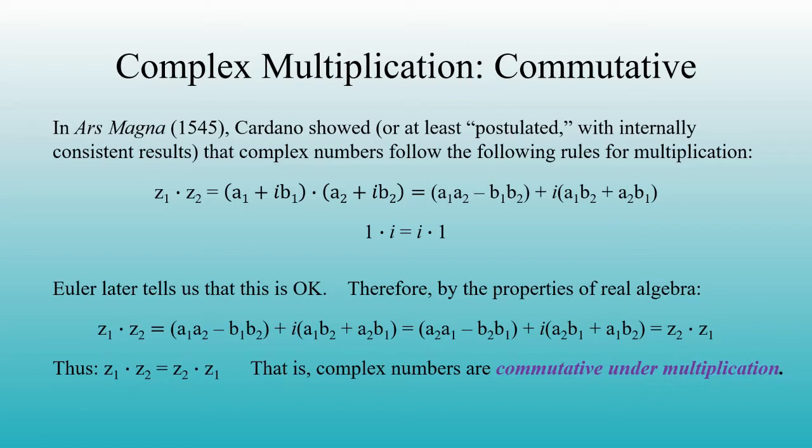This was not really a proof, it was more just a guess, but Euler, using his definition of z equals a plus ib, does succeed in proving it.